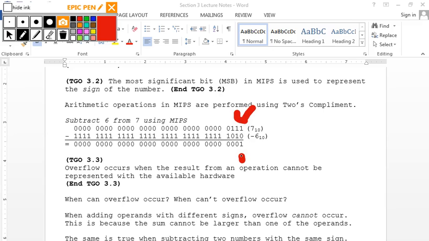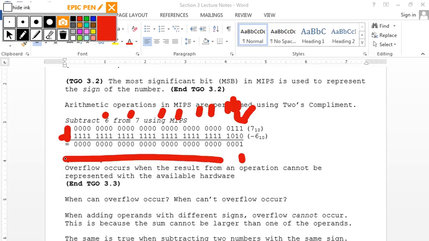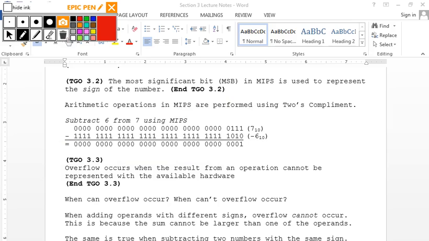Subtracting becomes the same as adding these, and then you get carry, carry, carry, carry, carry, carry, carry, right? Yep. And then it just becomes all zeros. So now we have 7 minus 6, which is the same thing as 7 plus -6. Right, and that's what we're going to talk about here.